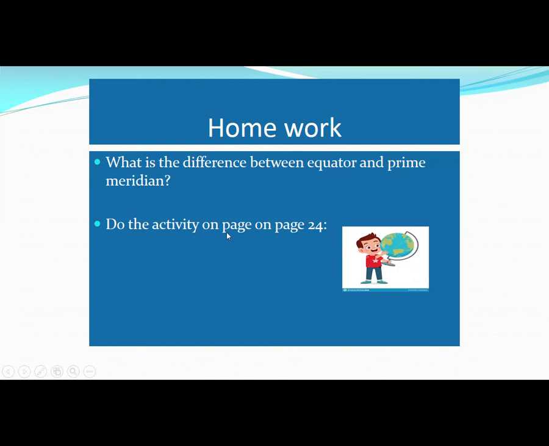Now your homework is, what is the difference between equator and prime meridian? And you will do that activity which is on page 24, which I just showed you. So I hope you have understood how to locate any place on the globe.